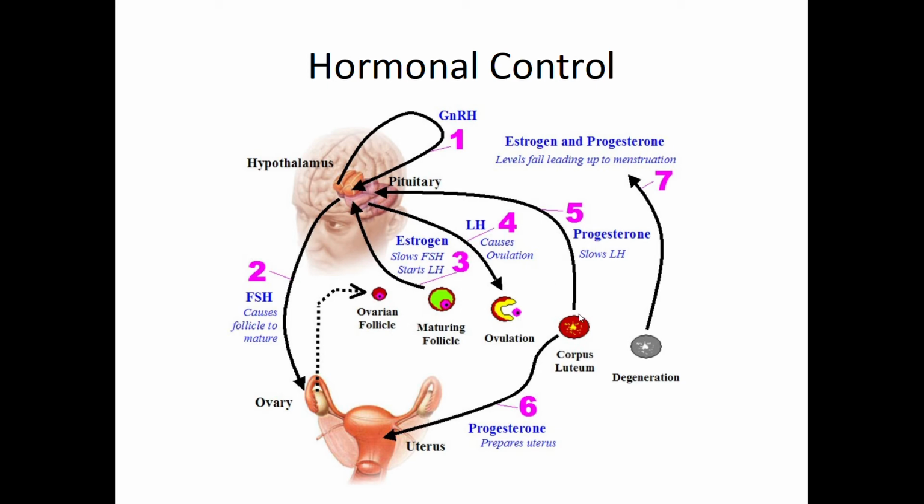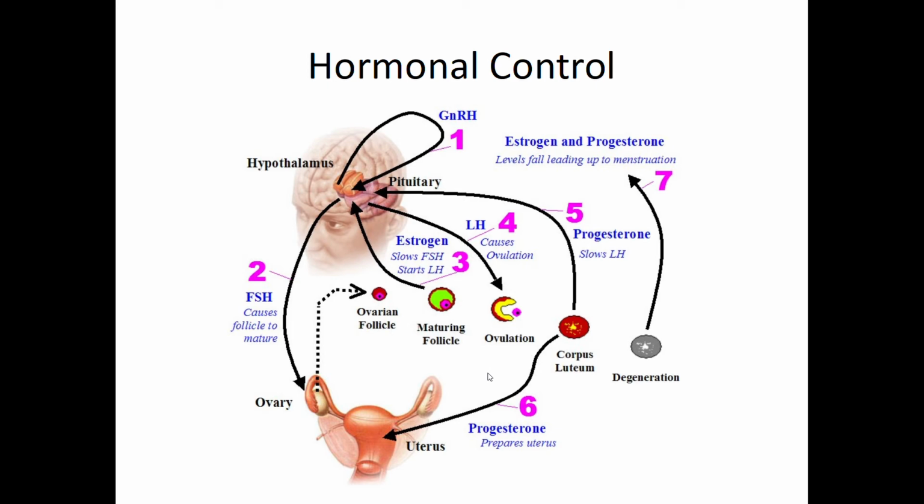Now, you may see the corpus luteum. So luteinizing hormone is going to activate this ovulation process. So luteinizing hormone causes ovulation. Then the corpus luteum produces progesterone, and progesterone is going to slow down the production of LH. And at the same time, progesterone is also preparing the uterus.